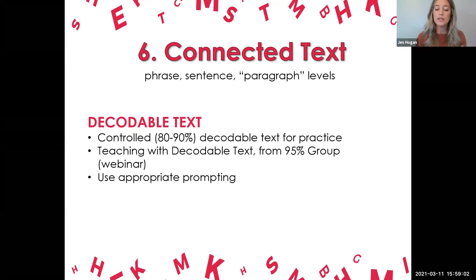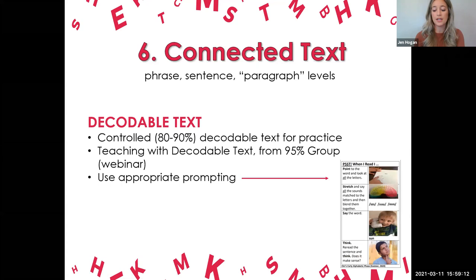So using appropriate prompting as part of your phonics routine, I borrowed this bookmark from Pam Kastner. She has put together a number of wonderful resources. And this is basically just drawing the students' attention to the letters and the sounds. So encouraging them to decode all of the words is the way that we want to go when using decodable text.